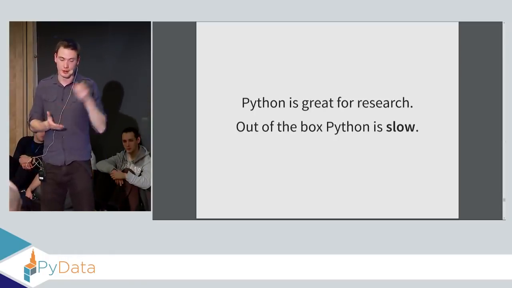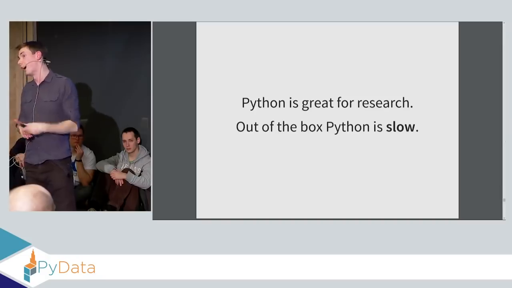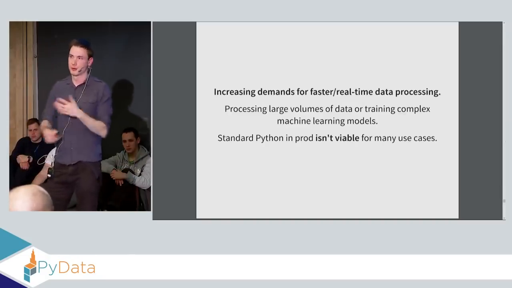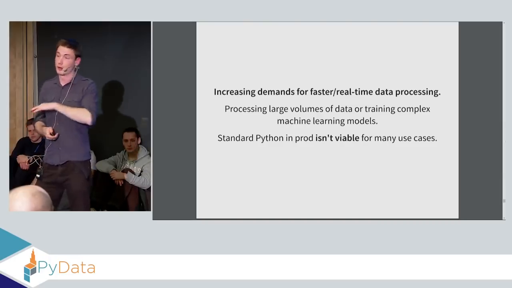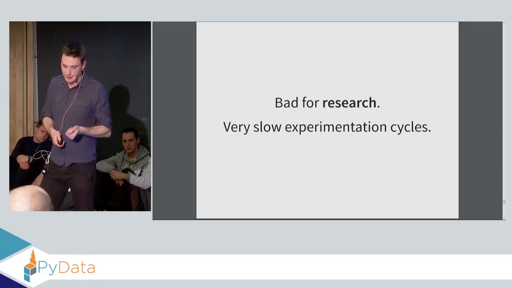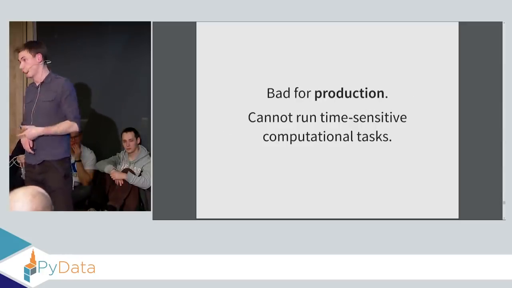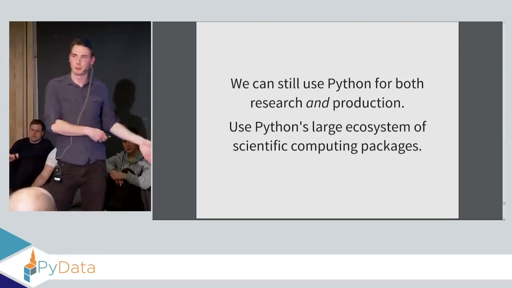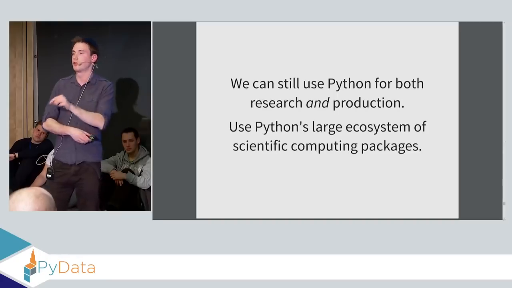Just to summarize, Python is great for research, but out of the box, Python is slow. There are increasing demands for faster real-time data processing, large volumes of data, or training complex models, and you can't really use standard Python for this because it's too slow. It's bad for research, and it's bad for production. But you can still use Python, of course, by using these scientific computing packages. The key is knowing how to use them correctly.